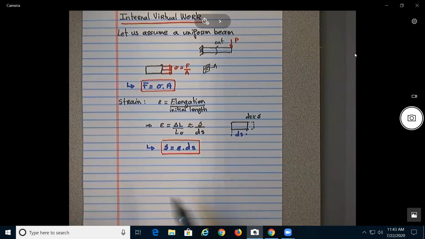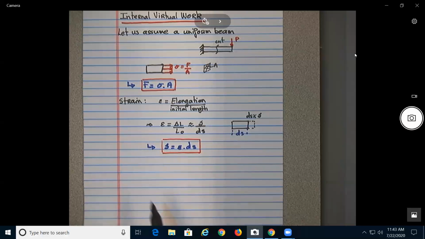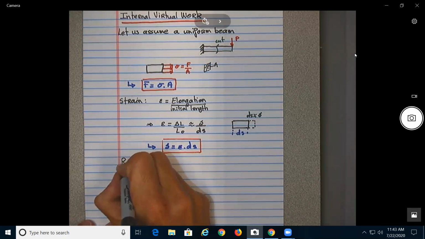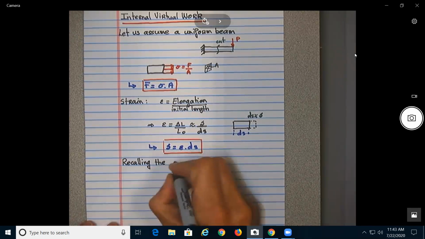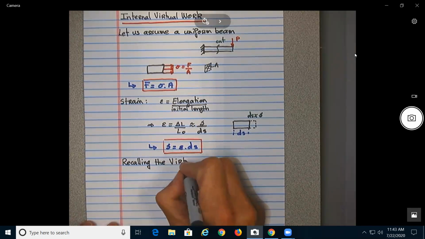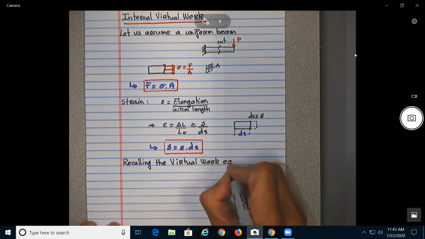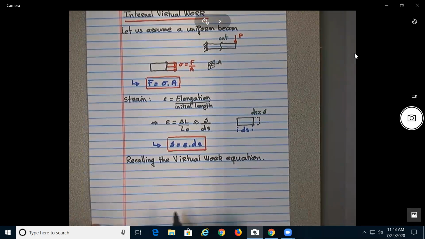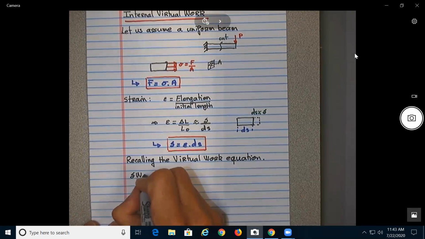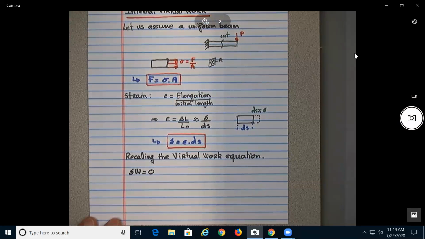Okay, so why am I doing all this? It's because with these two equations, we're going to be able to substitute them into the equation of virtual work, okay? So recalling the virtual work equation, which is what? Partial virtual work is equal to 0, okay?